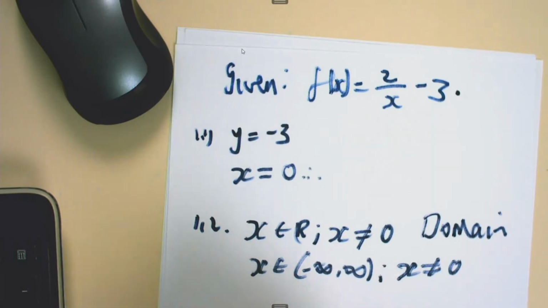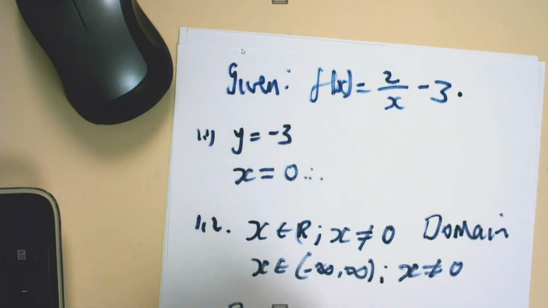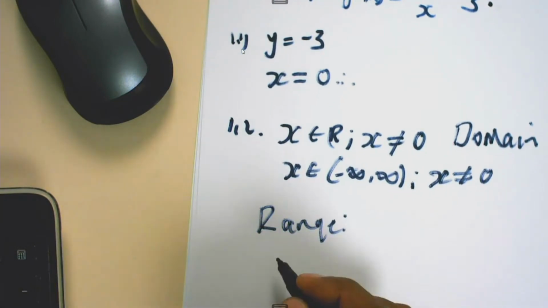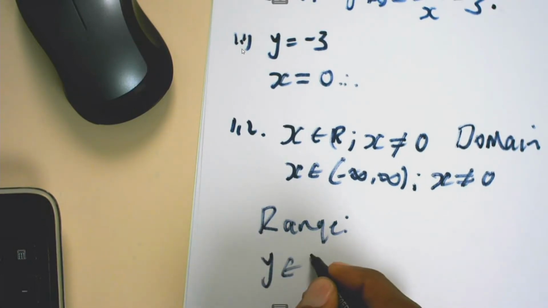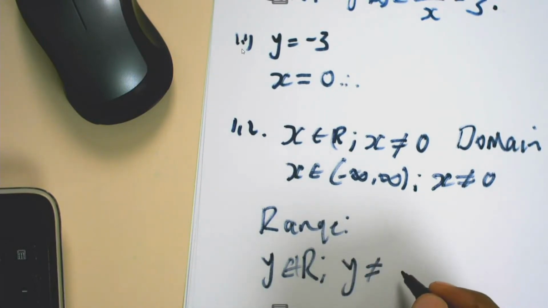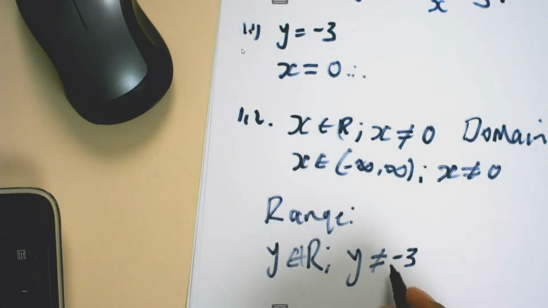Now, let's look at the range. How do we determine the range of the function? For the range, we are talking about the y values. Then we have y element of real, all values of y. Then y cannot be the asymptote, which is q. Then what is the value of q now? Q is equal to minus 3. Very, very important. Y element of real, y cannot be minus 3. Then if you don't write this one, keep in mind that you can also have y element.